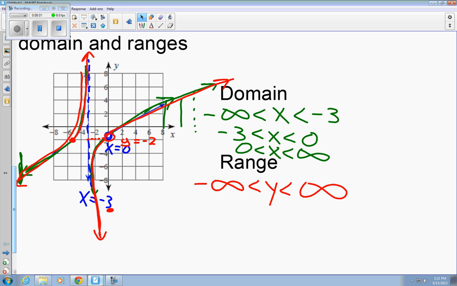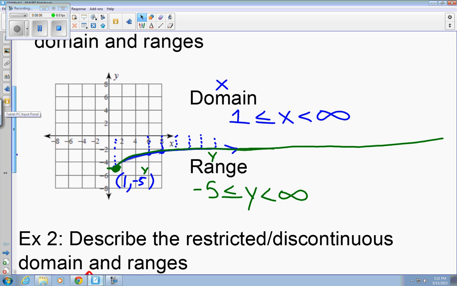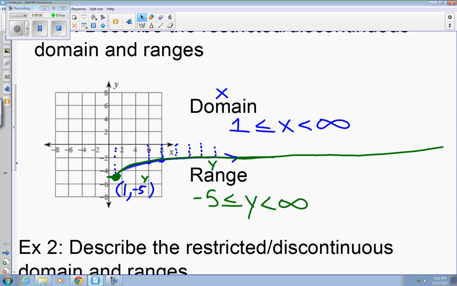I will have example 1 as my entrance ticket. So the quiz when you walk in is example 1.